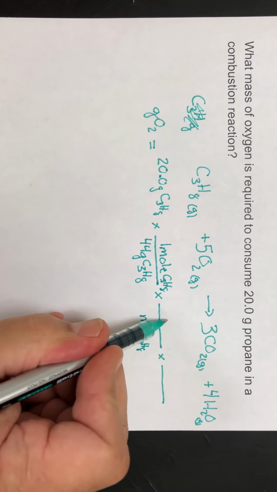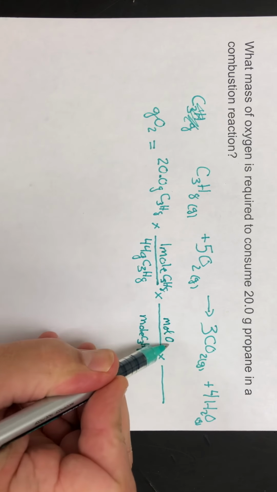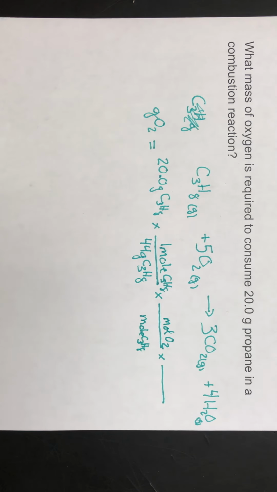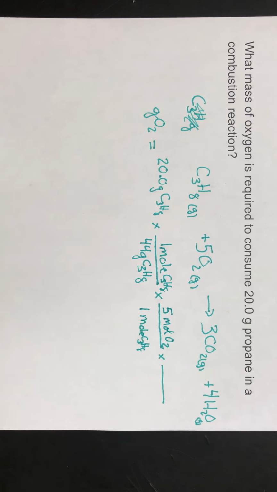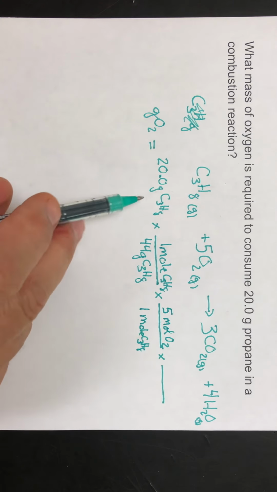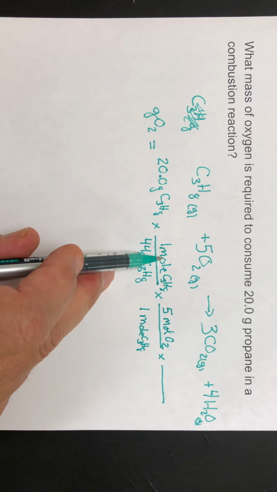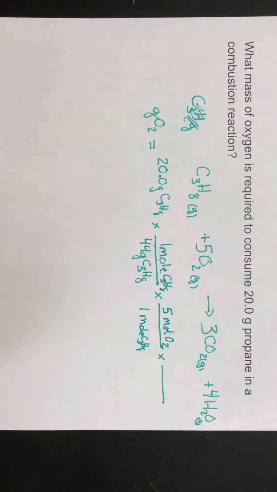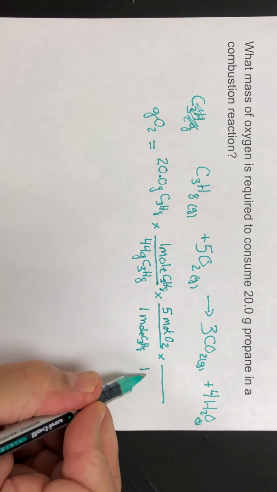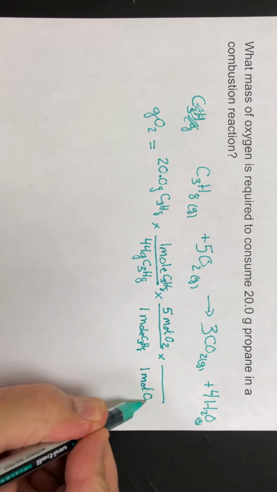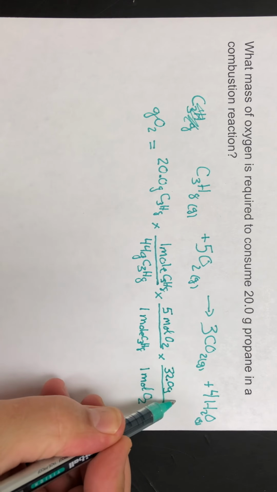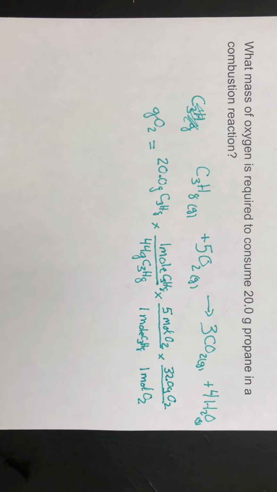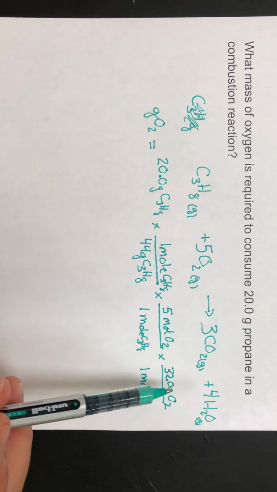and I want to convert that to moles of oxygen. According to my balanced equation, they react in a 1:5 mole ratio. Into moles, moles to moles. Now I'm going to go out of moles, and I say 1 mole of oxygen is the equivalent of 32 grams of oxygen. All right? Into moles, moles to moles, out of moles.